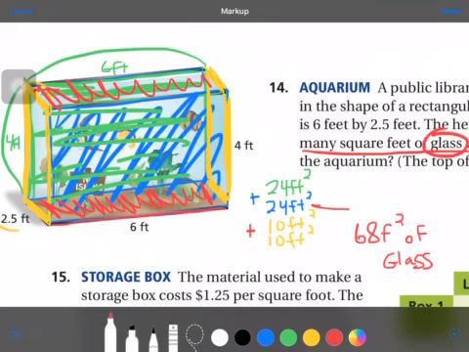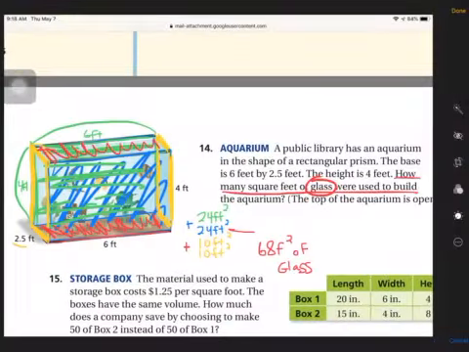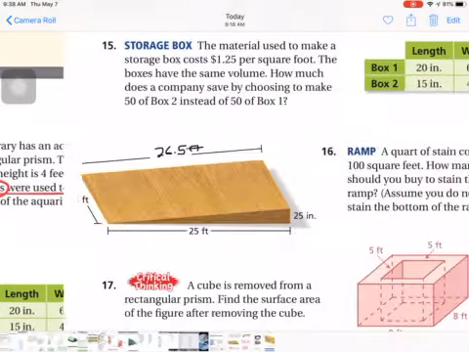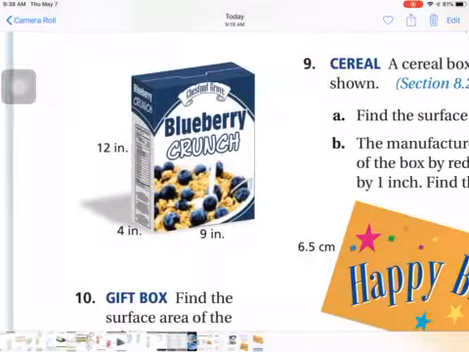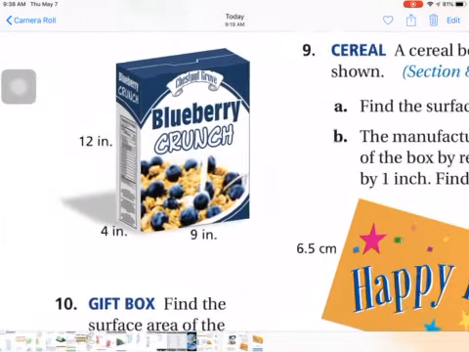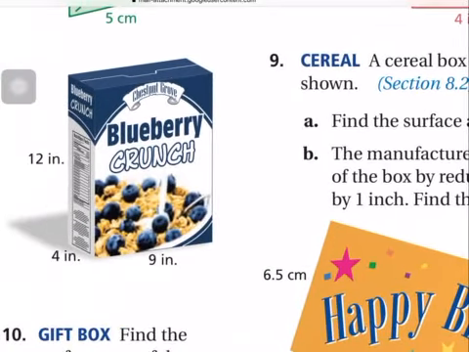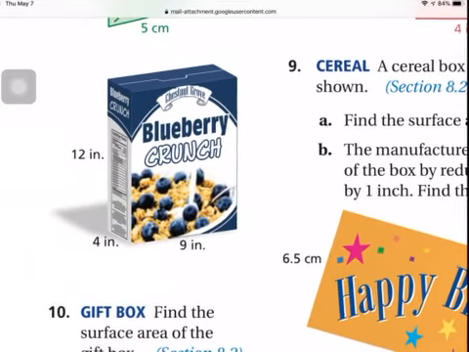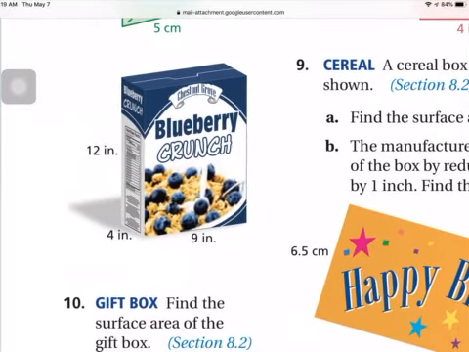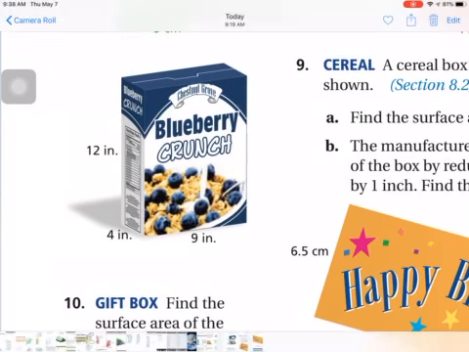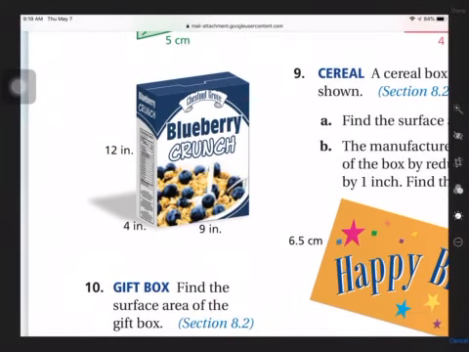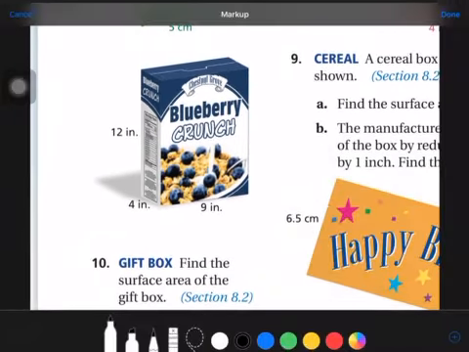All right, so let's take a look at another one here. Let's look at another real world example. So let's look at this cereal box. Okay, so a cereal company is manufacturing these boxes for their cereal, and they want to know how much cardboard is needed in order to make the box. So we're going to just break this down one piece at a time.